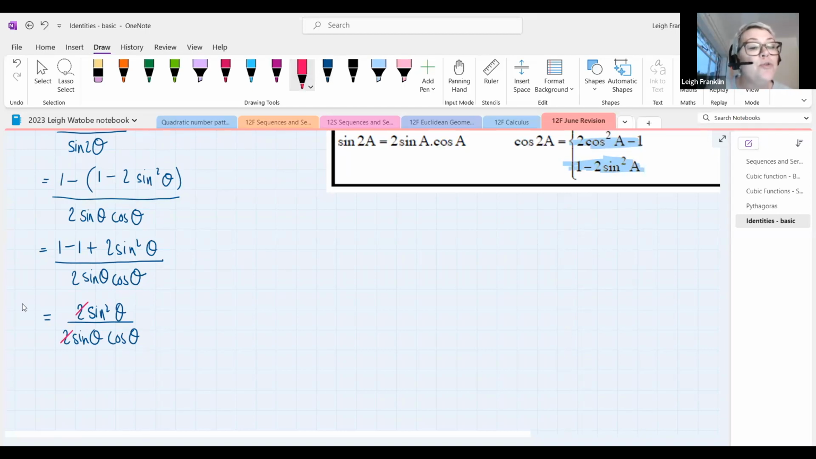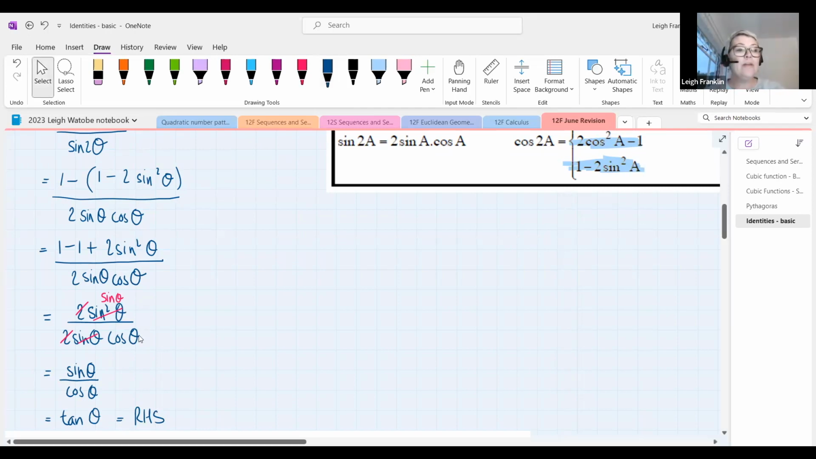2 divided by 2 is 1. Sine squared theta divided by sine theta would be sine theta. So that means we are left with sine theta in the numerator. And there we go. So we've got sine theta over cos theta. Let's write that first. And now we can conclude that it's equal to tan theta, and the right-hand side is equal to the left-hand side. Okay, are there any questions?